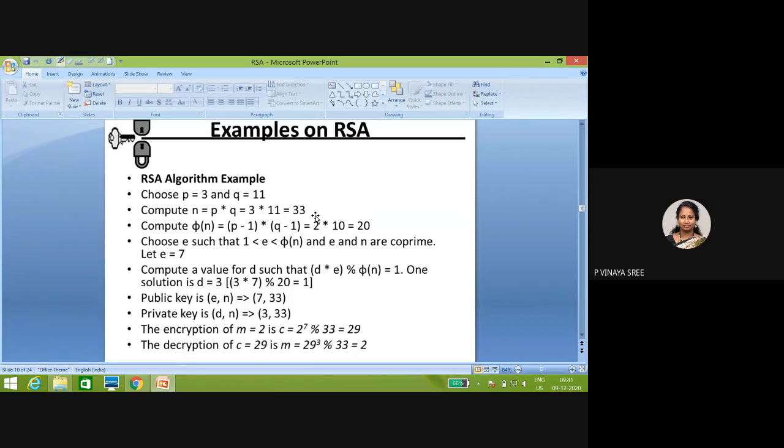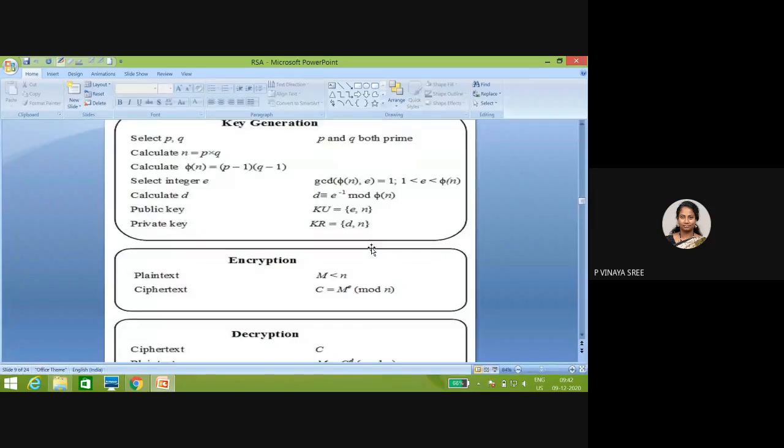Next step is what? We need to choose the E value. So E is 7. Can anyone tell me, the GCD of E comma something should be equal to 1. What is that? The GCD of E and the other one is what? Yes, the GCD of E comma pi of n should be 1.